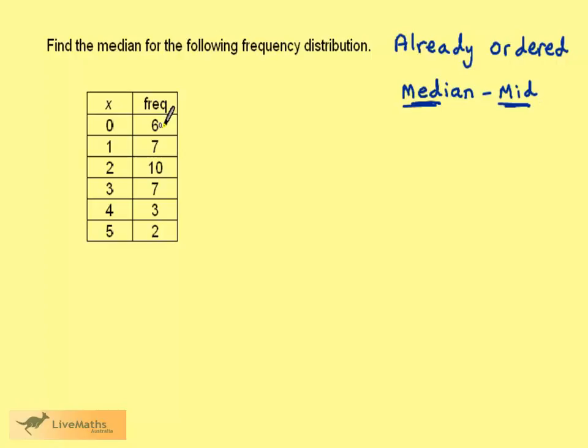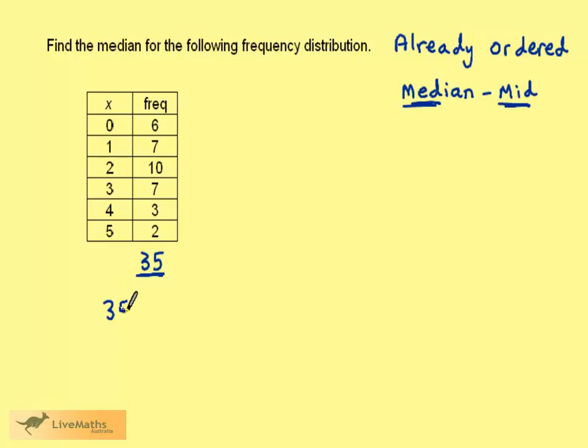Always remember what a frequency distribution means. It means that we have 6 zeros, 7 ones, 10 twos, and so on. In order to find the median, we need to know how many pieces of data we have. So add the frequency column. 6 and 7 is 13, add 10 is 23, add 7 is 30, add 3 is 33, and add 2 is 35. So we have 35 pieces of data.